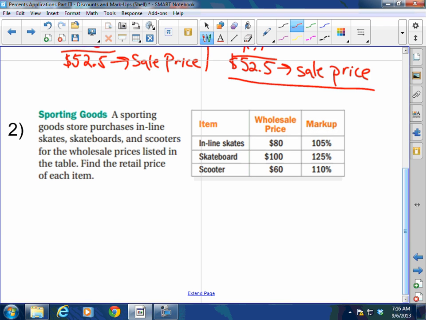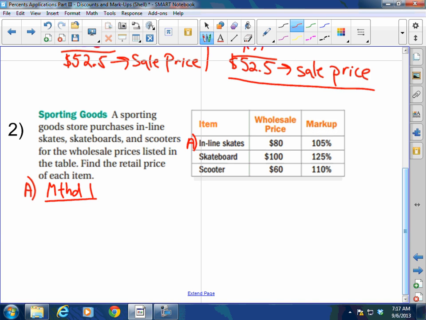Sporting goods store purchases inline skates, skateboards, and scooters for wholesale prices listed in the table. Find the retail price of each item. Okay, retail price, that's the selling price. That's what they're going to sell it to the public for. So the inline skates, let's call this A. We'll do it in red. So for A, I want to find the retail price, what I sell it to the public for. Okay, two methods.